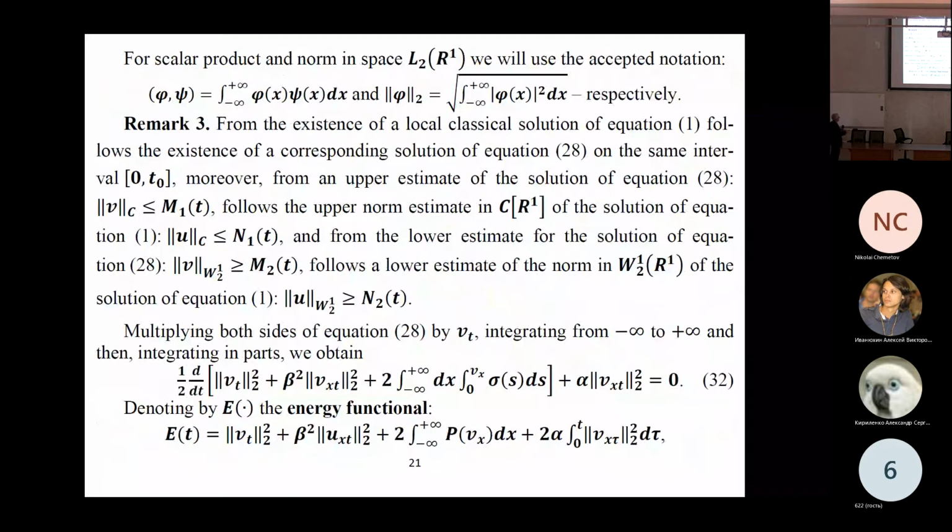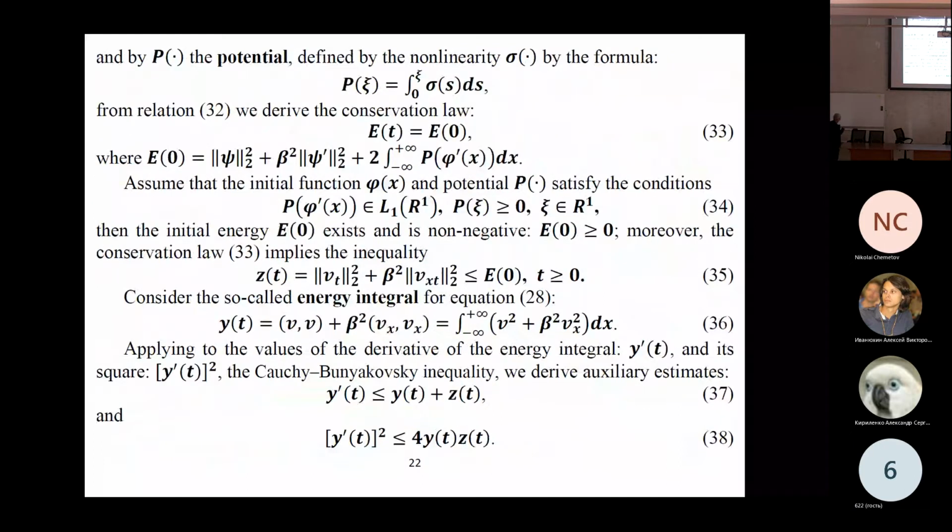Обычным образом, когда находятся априорные оценки, умножаются обе части уравнения на саму функцию или на ее производные, интегрируются по всей оси, применяется неравенство Коши-Буняковского. В результате умножения на производную по времени обеих частей уравнения 28 и последующего интегрирования мы для функционала энергии, в котором P — потенциал, определяемый через нелинейность, вот таким интегралом, получаем закон сохранения, в котором E нулевое — это начальная энергия.